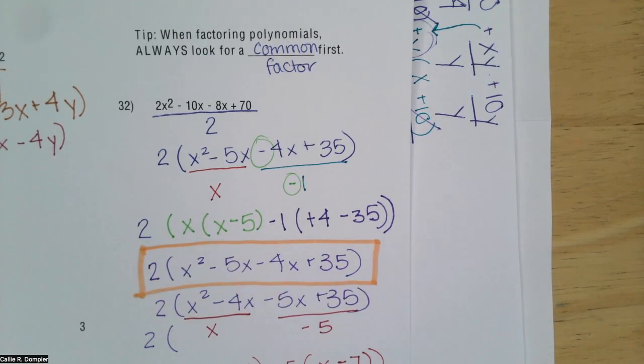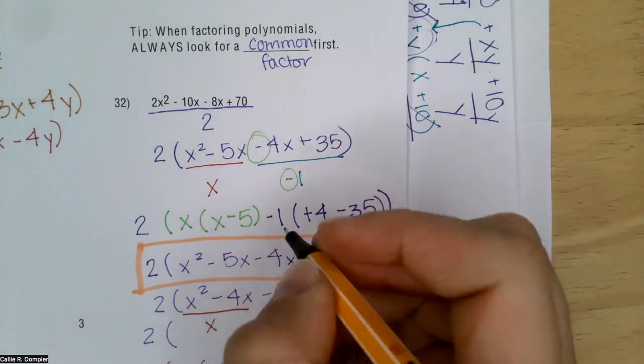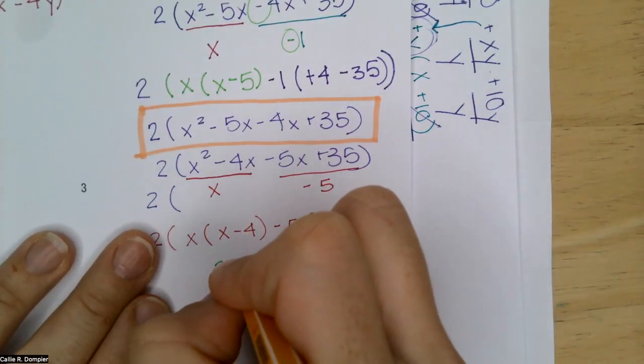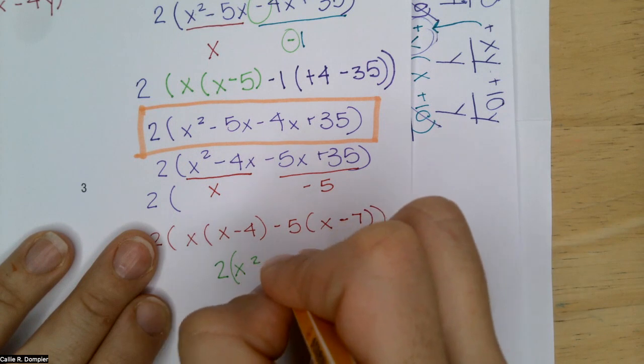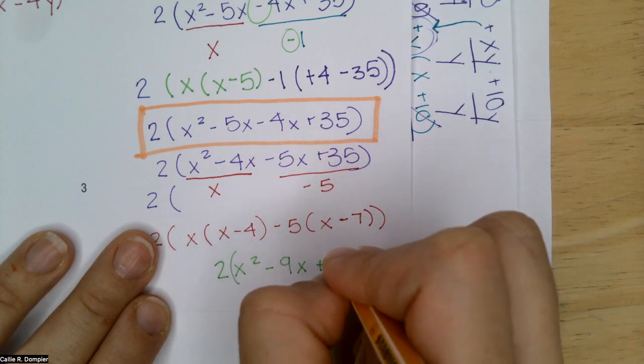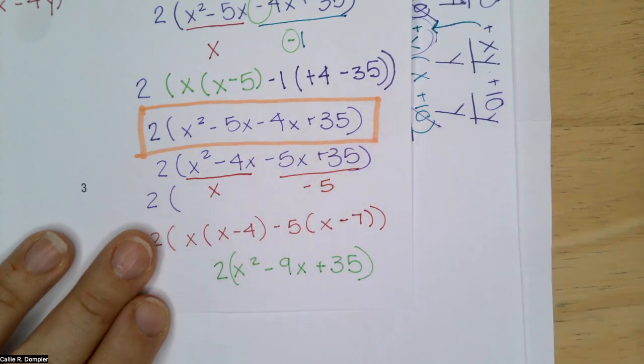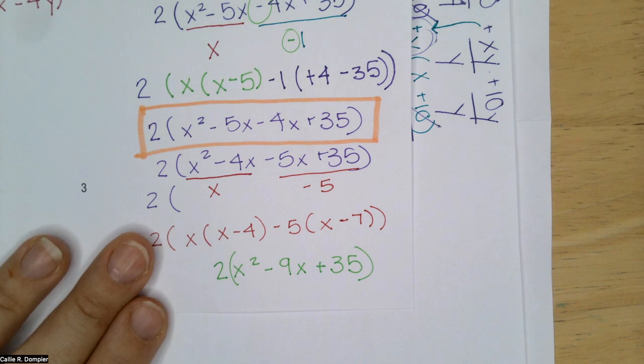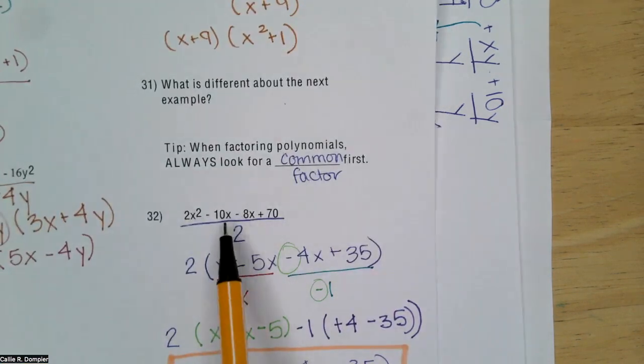I can factor out a 2, that's the factor of 1. Wait, what? No, it's not. Let's add those together. Negative 5x minus 4x is negative 9x. Minus 9x plus 35. This is a weird example. Anyway, that is the simplest form of that.